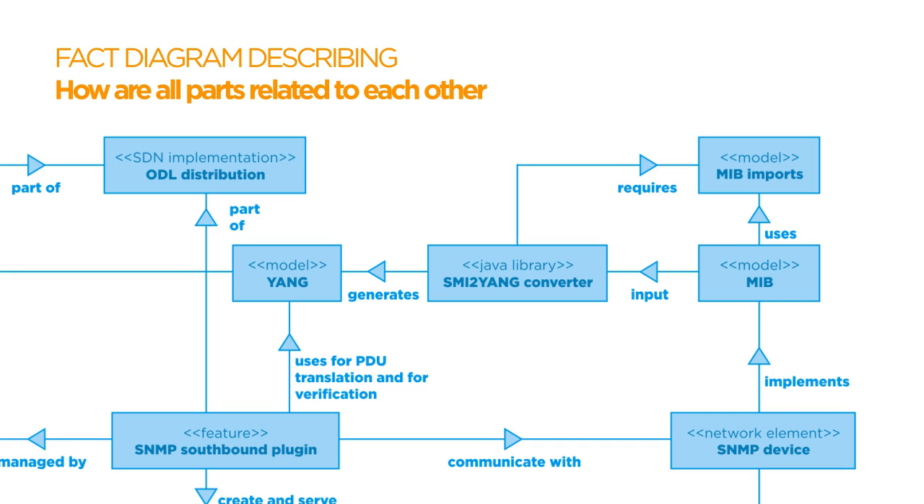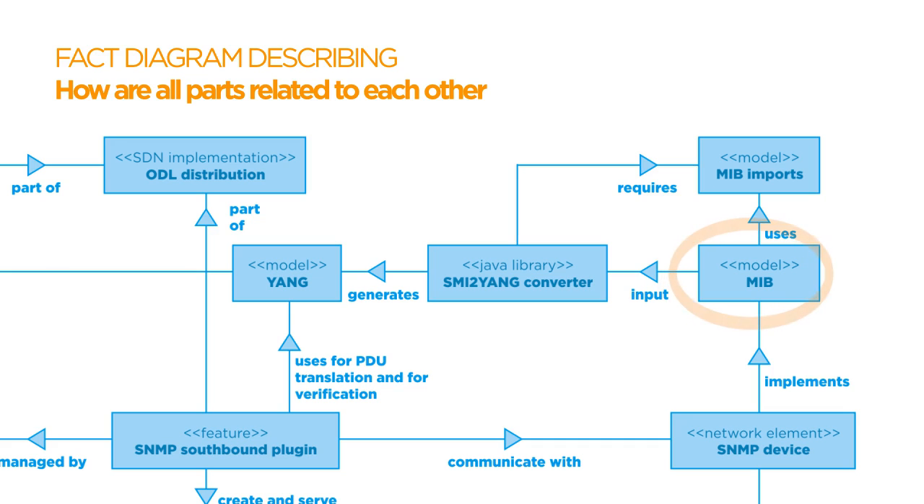SNMP devices communicate through the network using PDUs, so another big part of the work is done in the SSB plugin, which translates these PDUs to normalized nodes and back based on the translated YANG model. This way, we have a model-based concept of adding support for SNMP network elements, so we can freely access any kind of SNMP device while we have a set of its implemented MIB models.